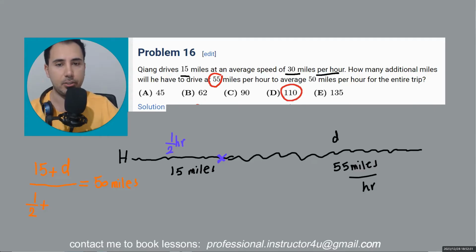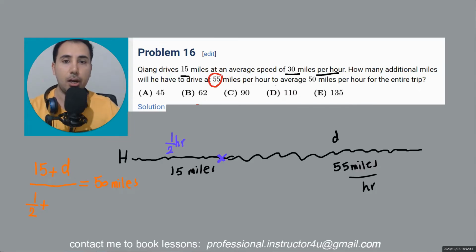Okay, this is not the answer. I just want to try it. Why? Because it's exactly 2 times of this. Okay, so I go 55 miles in 1 hour. I go 2 times of that in 2 hours. Okay. So then I know the time.